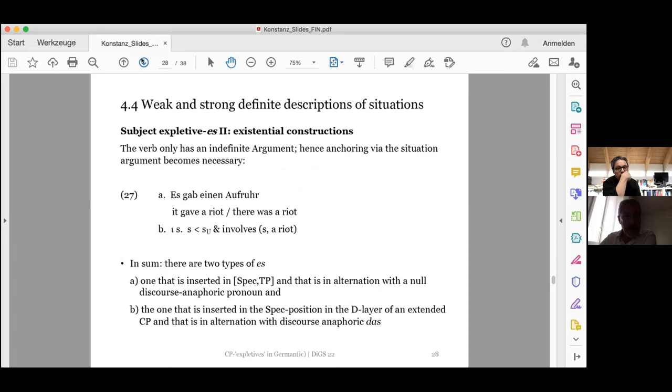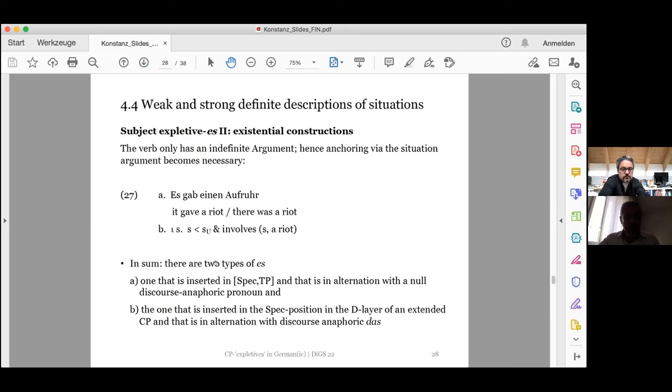Now, existential constructions. Eric pointed out that we find a lot of es in existential constructions and presentational constructions. There, of course, these verbs do have an argument, but the argument is indefinite and cannot anchor the predicate in the context. So an anchoring expression must always be a definite description of either an event or a situation, not an individual, sorry, a situation.